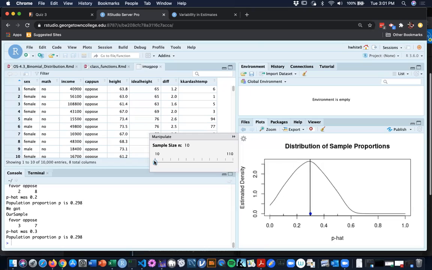But over time, you get a sense that your p hat is roughly p, but it's give or take some. There's some variability there. And another thing I'm noticing is that there seems to be a bit of a right tail to the density plot.